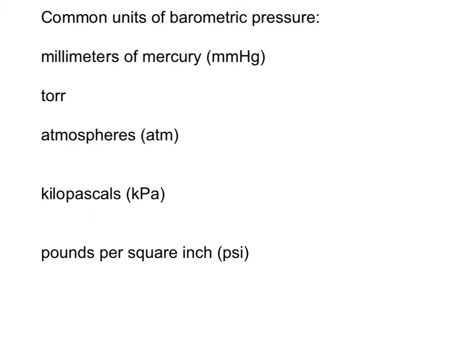Here are some of the more common units of barometric pressure. The one we just discussed was millimeters of mercury, abbreviated mmHg. Like I said, mercury is very commonly used because it's really, really dense. Therefore, you can make a barometer that is fairly small and portable. For example, if you look to the right of the smartboard, hanging on the wall, you have that wooden bracket with a glass tube. That's a barometer, a mercury barometer. Notice it's only roughly 3 feet in length. That makes it fairly portable.